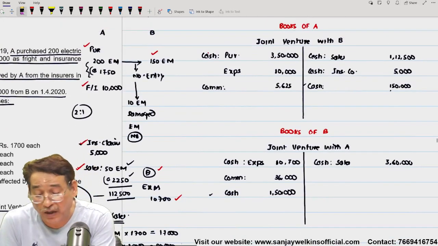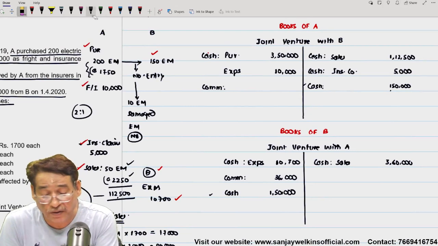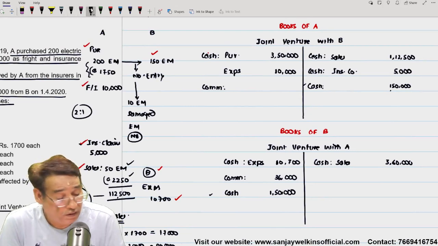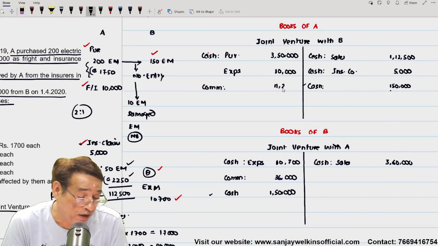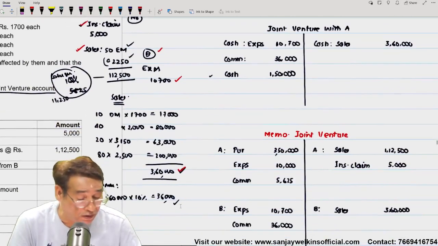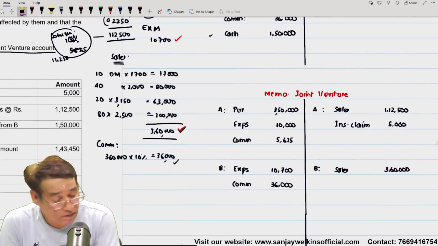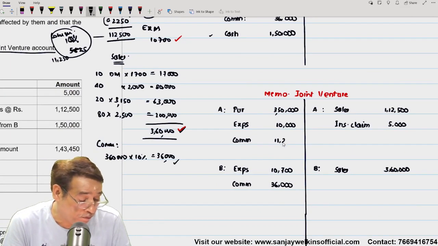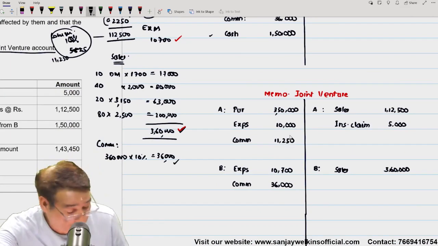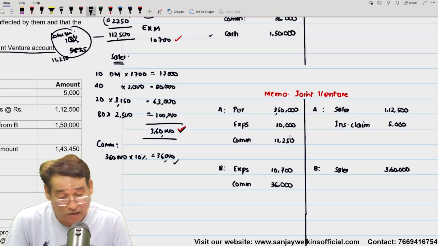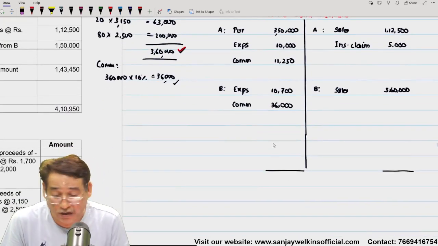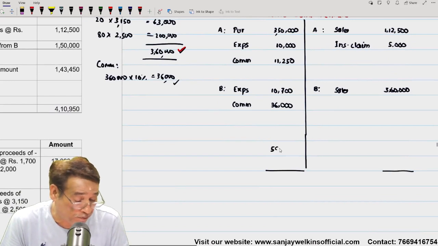Commission of A, we have wrongly computed at the rate of 5%. Actually, it is 10%, 11,250. Anyway, the point is that we need to understand everything. 11,250. So my profit will be equal to 59,550.